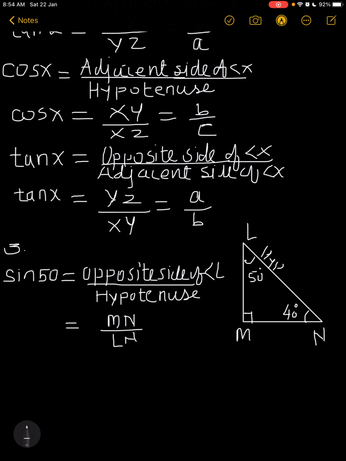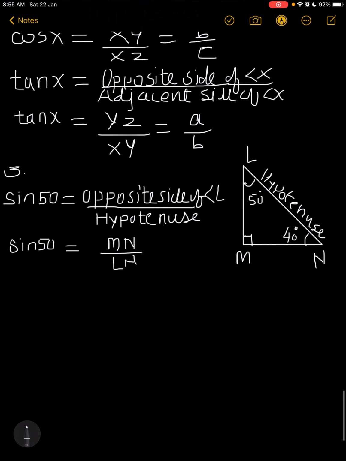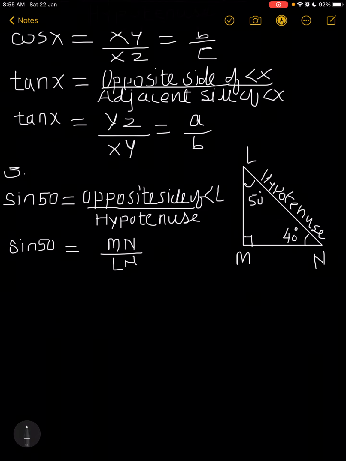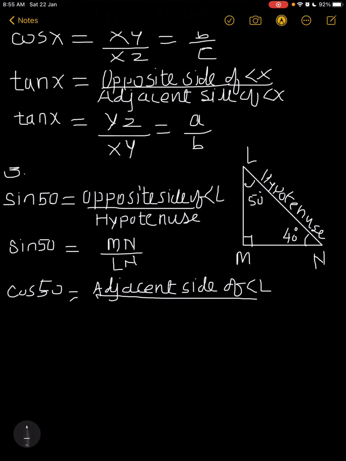It is the right angle, opposite side LN, this is the hypotenuse. Sine 50 is MN upon LN. Ratio number 2, cos 50, where I am supposed to write the adjacent side and the hypotenuse. The adjacent side of the 50 degree angle, which is the measure of angle L. Adjacent side of angle L, I will divide it with the hypotenuse.